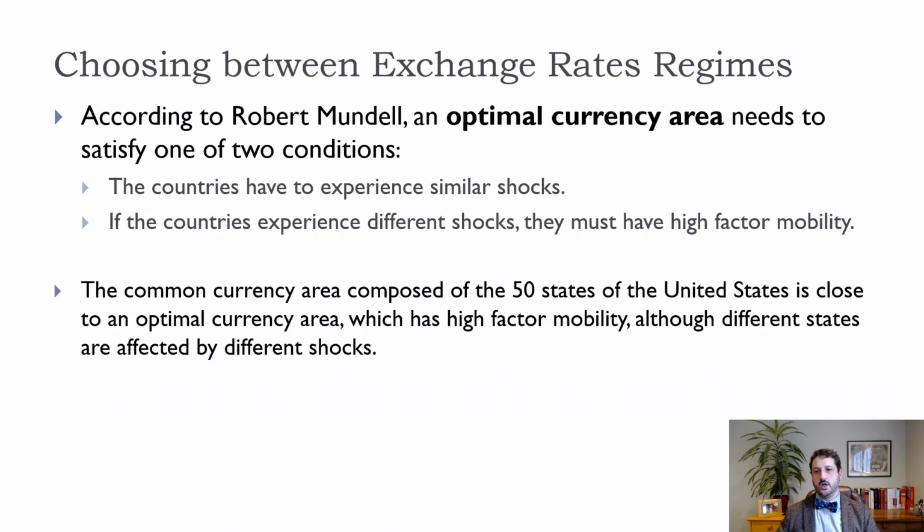And so the United States has high factor mobility. It does have different shocks, right? There are going to be different shocks in California than Florida than New York. But it also has a common fiscal policy, and that common fiscal policy can tax areas that are doing well and distribute resources to areas that are not doing well. So I think that's also an important piece here.